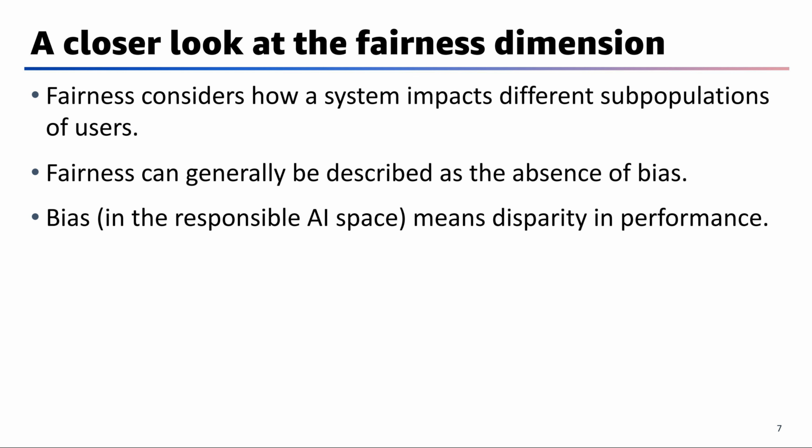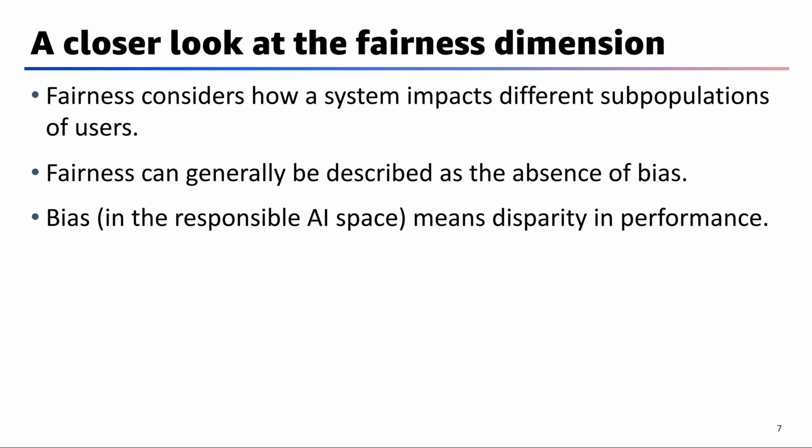The focus of this lesson is fairness as one of the 6 dimensions of responsible AI. With fairness, you need to consider how a system impacts different subpopulations of users. Subpopulations might be defined by characteristics such as ethnicity, sex, primary language, physical capability, or religion. Make sure that the system itself does not perform too differently on different subpopulations.